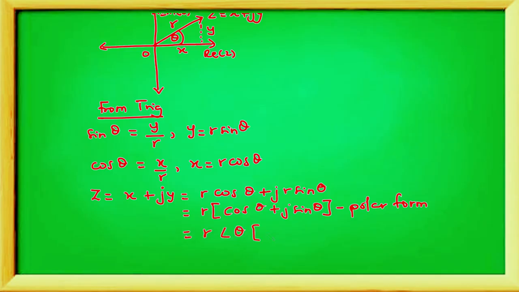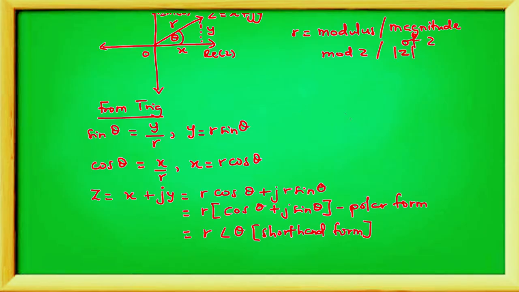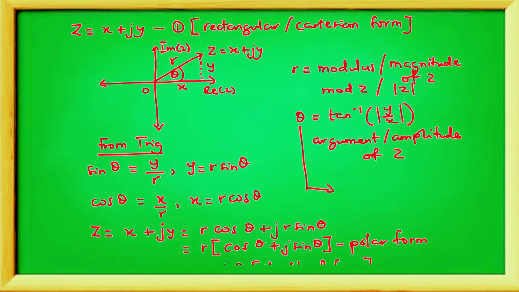So basically, this is the shorthand form of the polar representation of a complex number, where r is referred to as the modulus or the magnitude of z, and thus written as mod z, or the absolute value of z. Also, theta is given by tan inverse of the absolute value of the y component divided by the x component. And this angle theta is referred to as the argument or the amplitude of z. Now, this theta is the angle z makes with the positive x-axis.